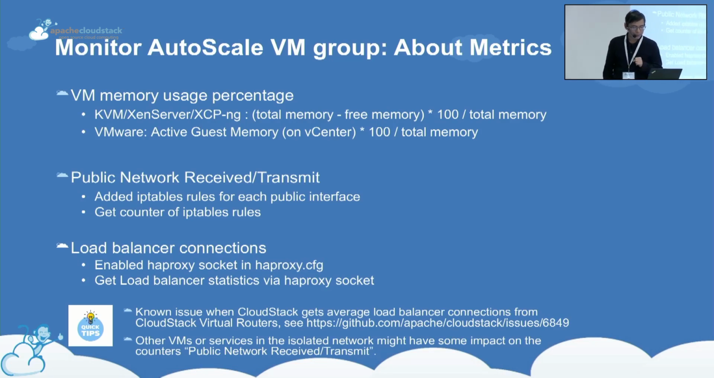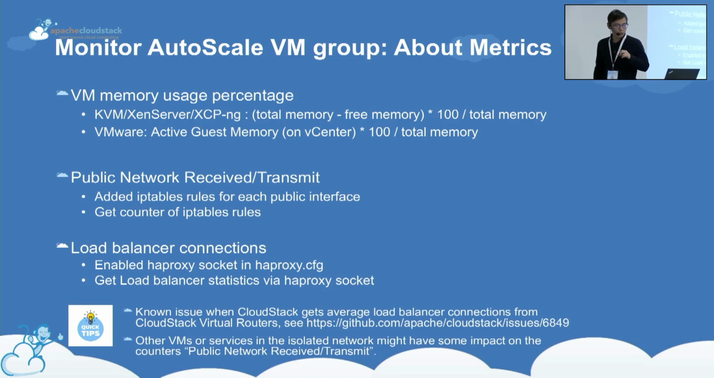For the receive and transmit bandwidth per VM, we have added some iptables rules in the VR, and we get the metrics by fetching the counters of the iptables rules. For load balancer connection collection, we have enabled the HAProxy socket in the HAProxy configuration, and the average connections per VM is calculated from the HAProxy statistics.